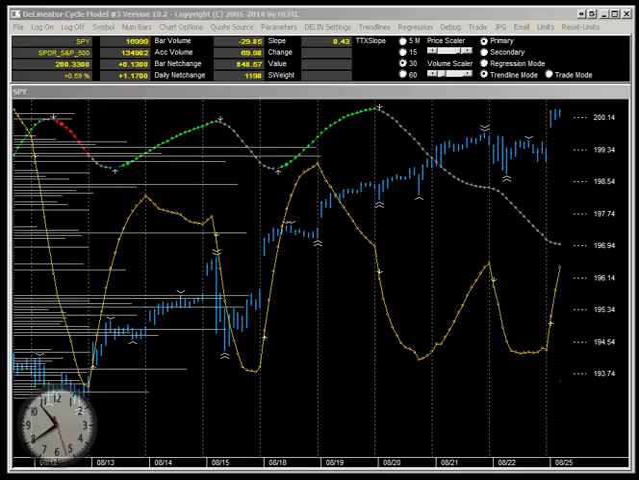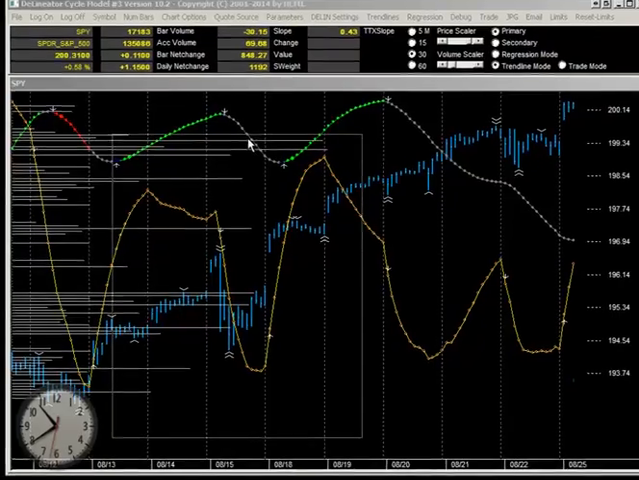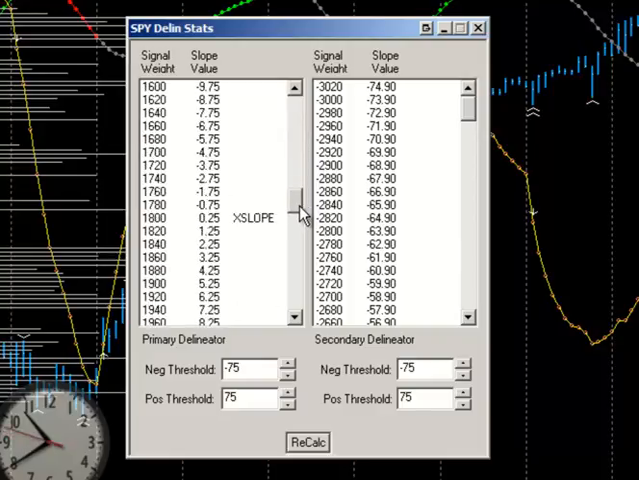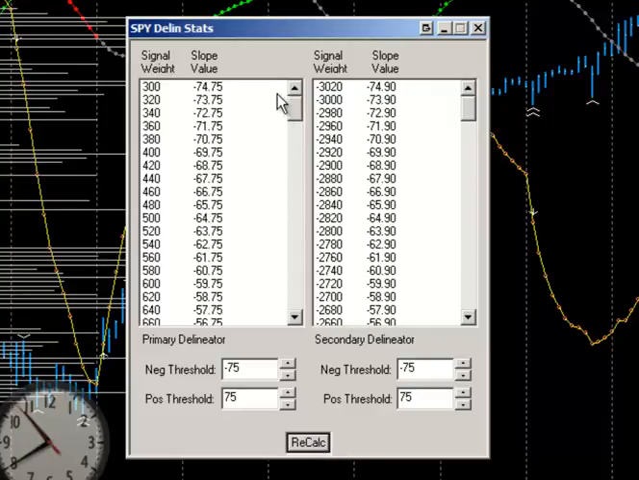So let's bring in one of our tools that comes with the delineator, which is our stats calculator. Our stats calculator is a very handy little tool. It enables us to predict the value of the slope for each level in signal weight. And this is something that really differentiates the delineator from other methods.